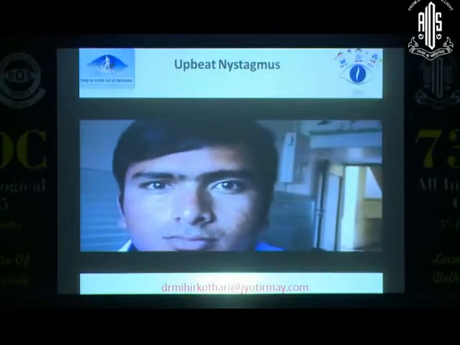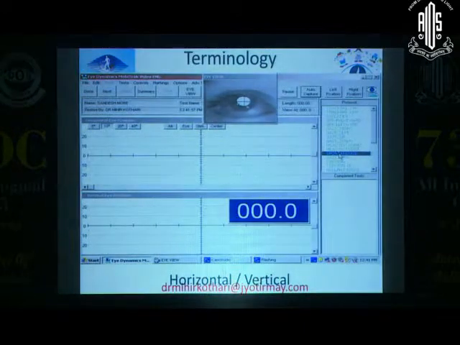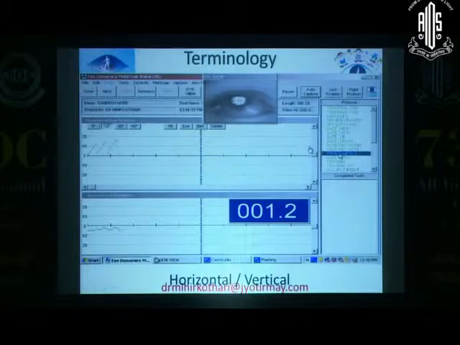So apart from just looking at whether it is pendular or jerk, we also would like to look at whether there is an associated significant vertical component to the horizontal nystagmus. In presence of significant vertical component, what we have found is there is more likelihood of identifying a sensory defect as compared to a pure horizontal nystagmus.